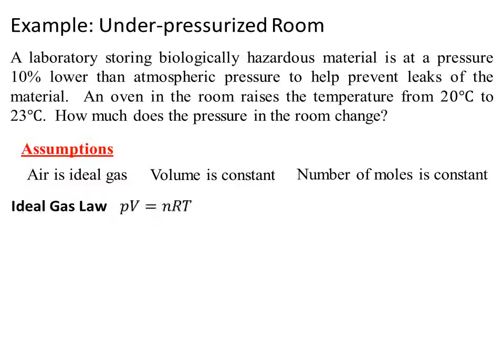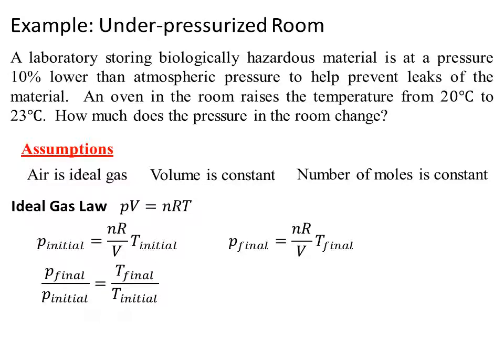Okay, now we'll use the ideal gas law. PV is equal to nRT. And we'll rearrange it a bit so that the initial pressure is equal to the number of moles times the gas constant R divided by the volume times the initial temperature. And we can use it again for the final pressure. The final pressure is again equal to the same ratio in front times the final temperature.